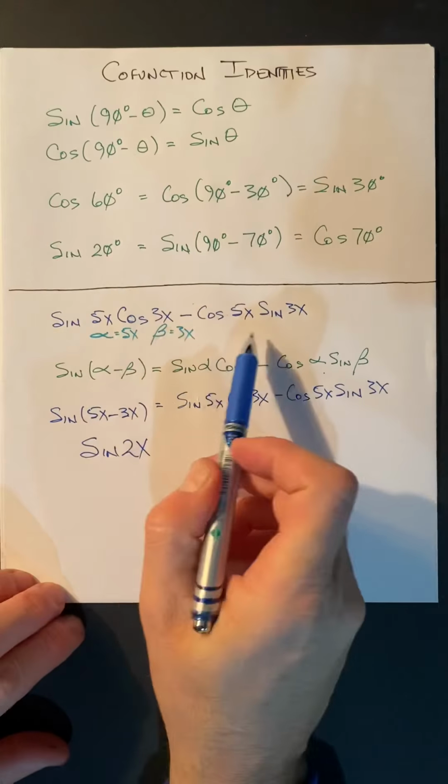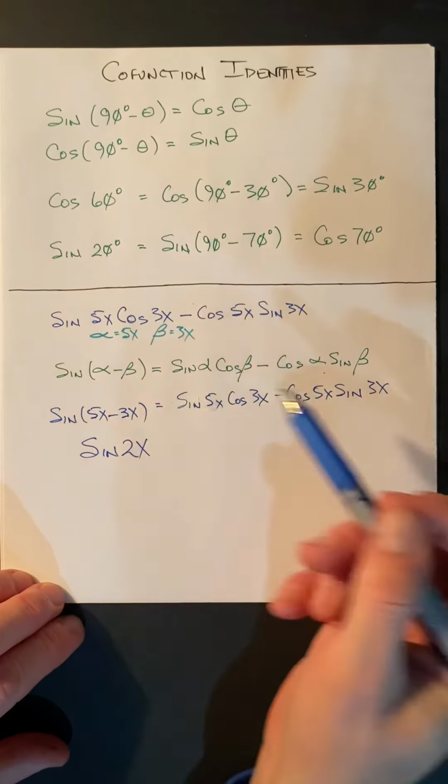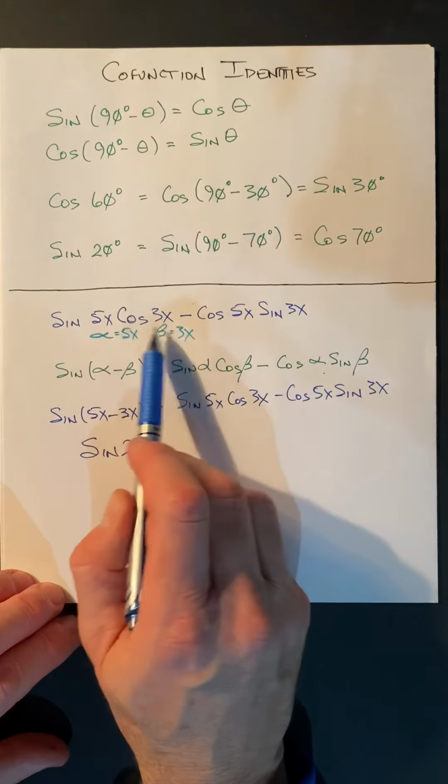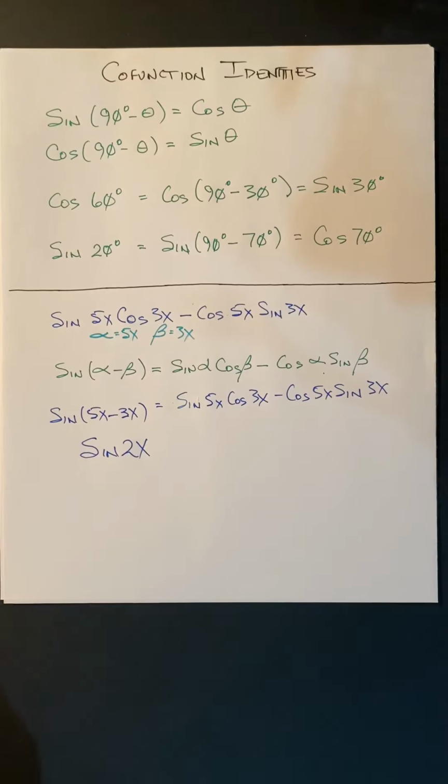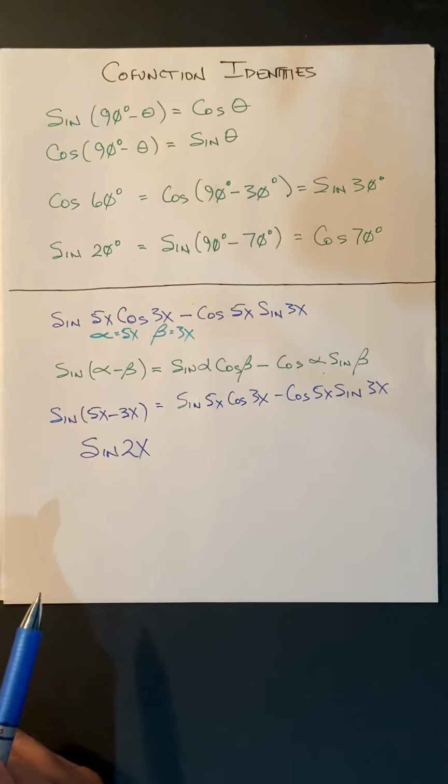So that's how I can take something, recognize the pattern, and determine what alpha and beta are, so I can break this down to be just one particular trigonometric function, okay? So let's look at another one here.